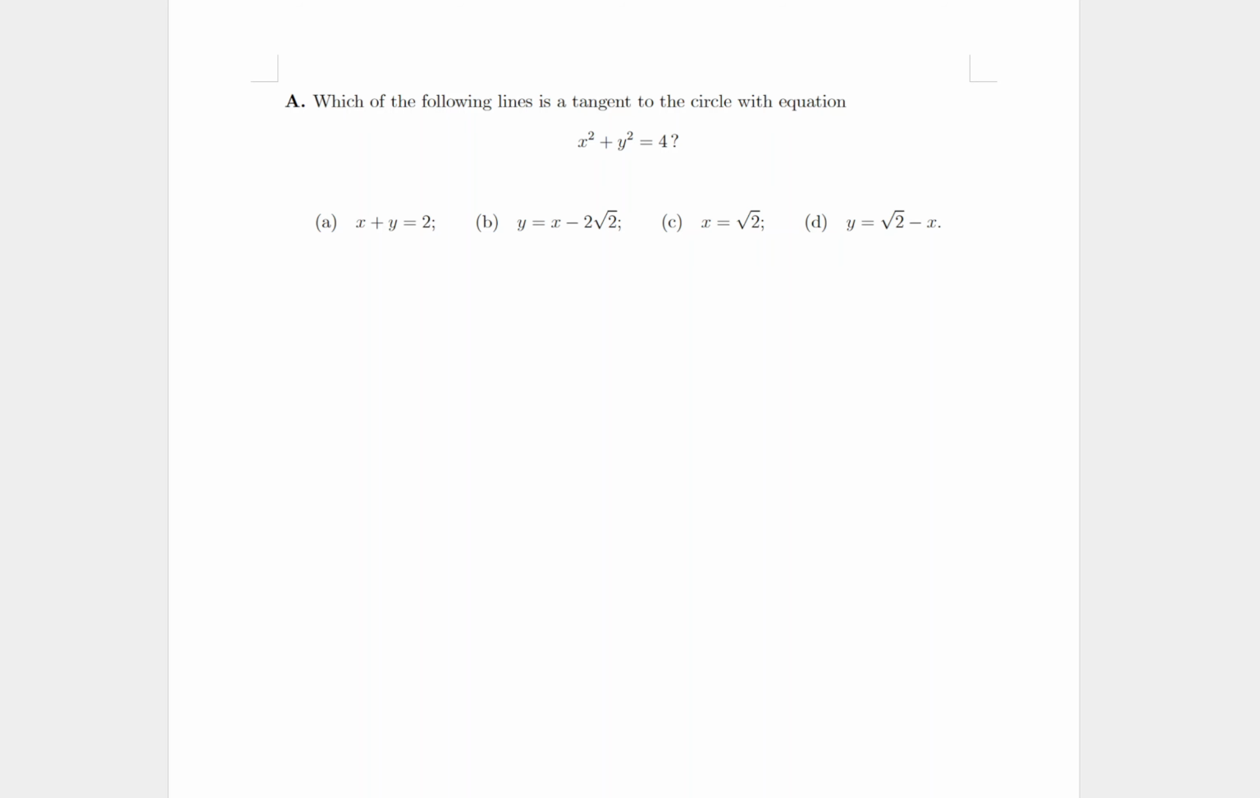Okay, so as usual, whenever you have some coordinate geometry or any equation thingy, draw a picture. It doesn't have to be accurate, but just as long as you can visualize what's happening. Okay, so which of the following lines is a tangent? Fine. My preferred method for this question is just to eliminate the silly options, right?